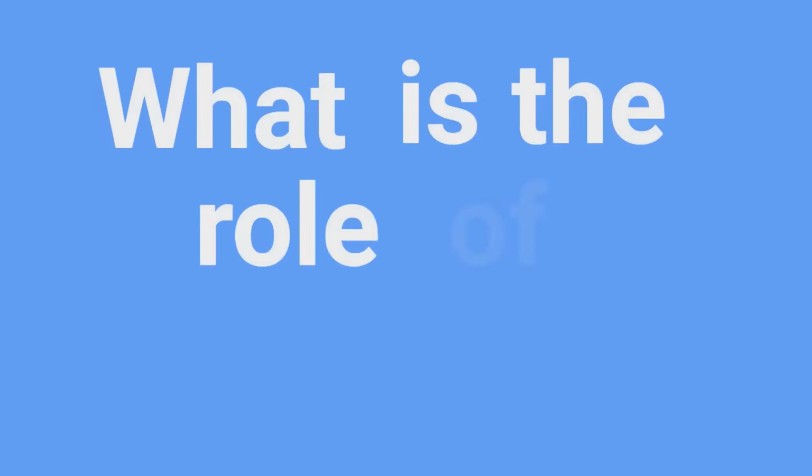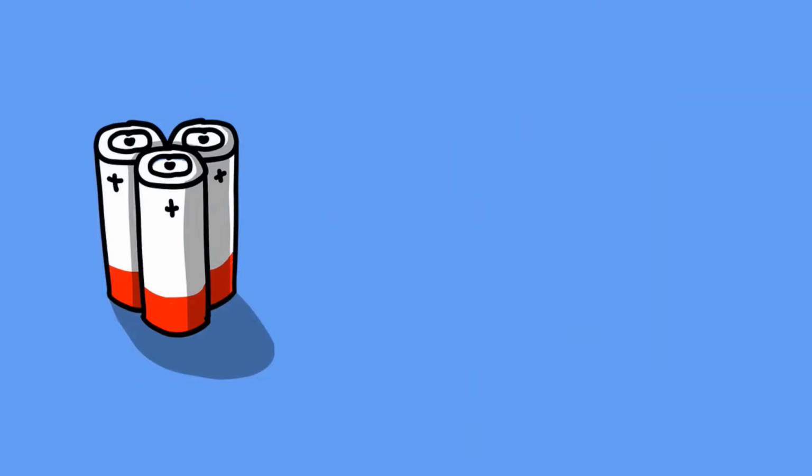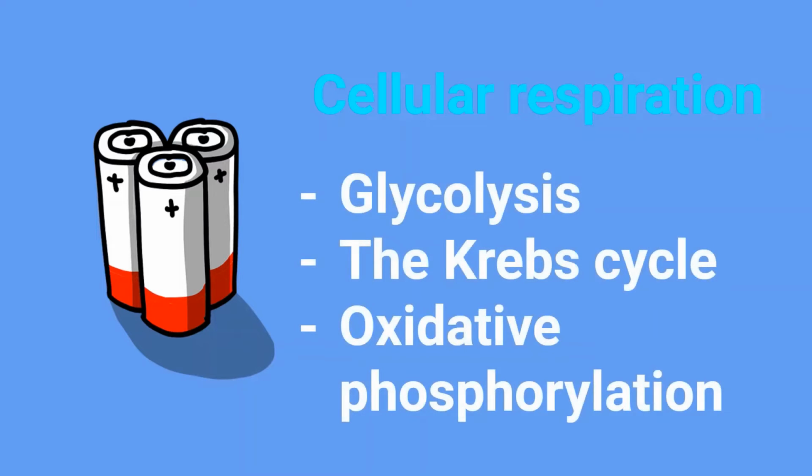But if you're asking, what is the point of all of this? What is the role of carbohydrates? Well, the main function of carbohydrates is to provide energy to the body through a process known as cellular respiration that consists of three metabolic processes: glycolysis, the Krebs cycle, and oxidative phosphorylation. If you want me to make a detailed video about these processes, let me know in the comments. Now let me sum up how carbohydrates produce energy.